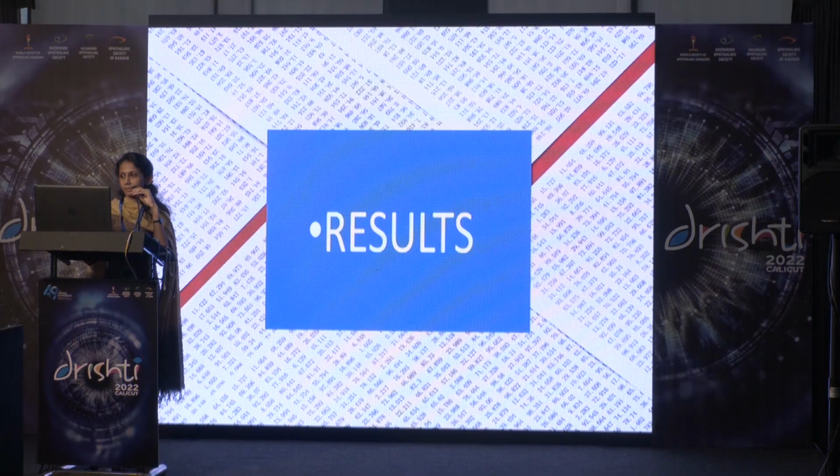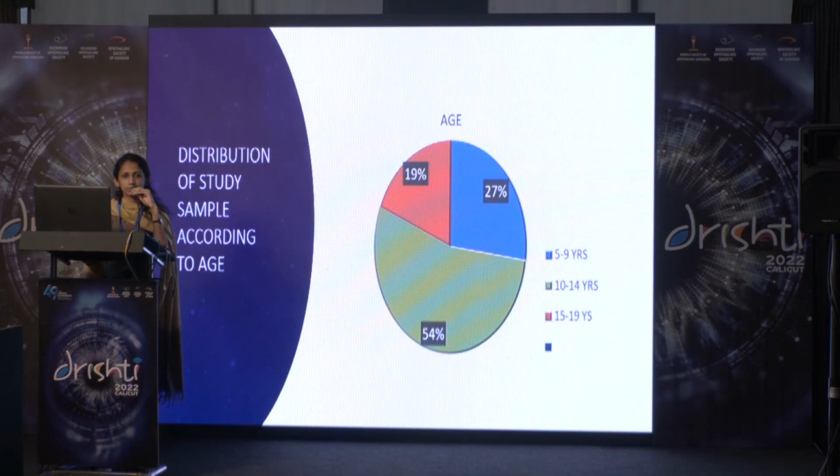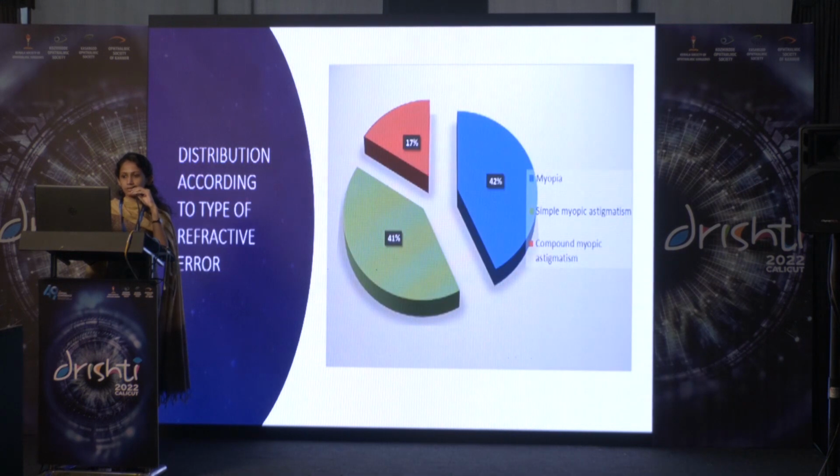Coming to the results, with respect to age distribution, most of my study population fell within the 10 to 14 years age group, contributing 54% of my study sample. With respect to type of myopic refractive error, I had included both myopic astigmatism and myopia in my study, and the majority was contributed by myopia, 42%, followed by simple myopic astigmatism, 41%, and then compound myopic astigmatism.